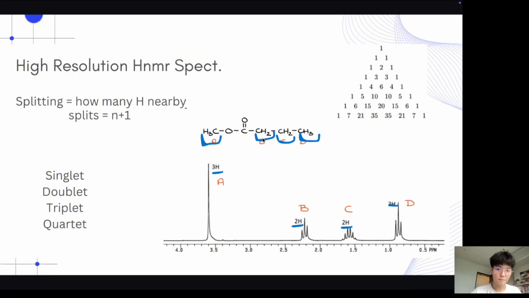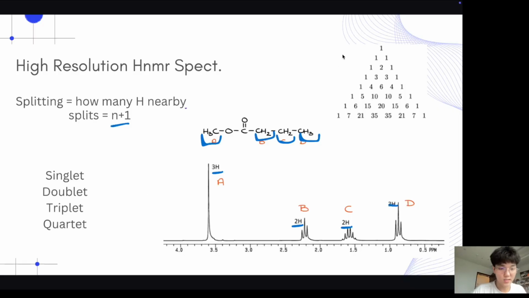Now for group B, we have 2 adjacent hydrogens, so therefore it has 3 spikes. And for group C, we have 1, 2, 3, 4, 5 adjacent hydrogens, so that we have 6 spikes. In group D, we have 2 adjacent hydrogens, so we have 3 spikes. So there's this pattern of n plus 1 splits, where n is the number of adjacent hydrogens. Like for B, we have 2, so 2 plus 1 is 3, so 3 splits. And a single spike is a singlet, 2 spikes is a doublet, 3 spikes is a triplet, 4 a quartet, and so on.